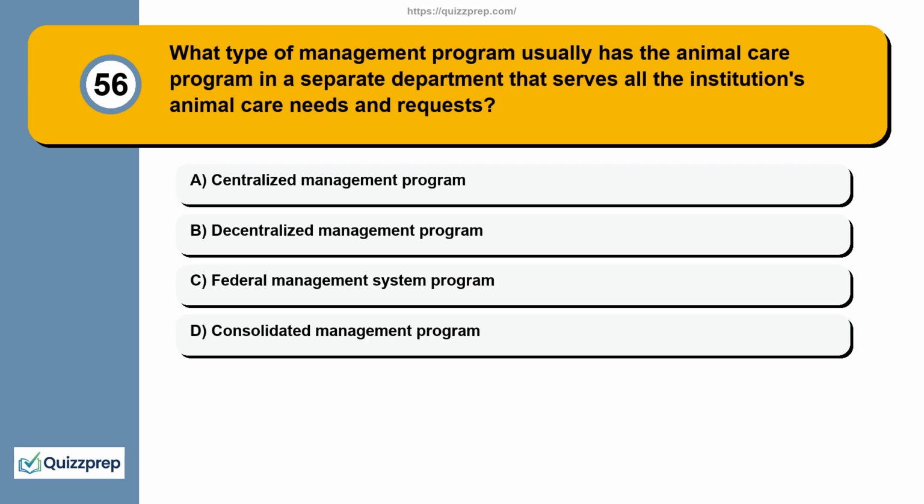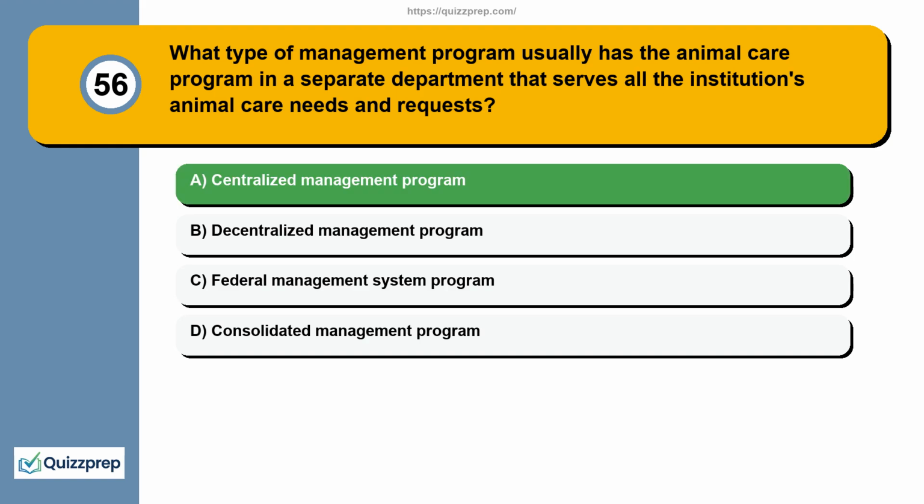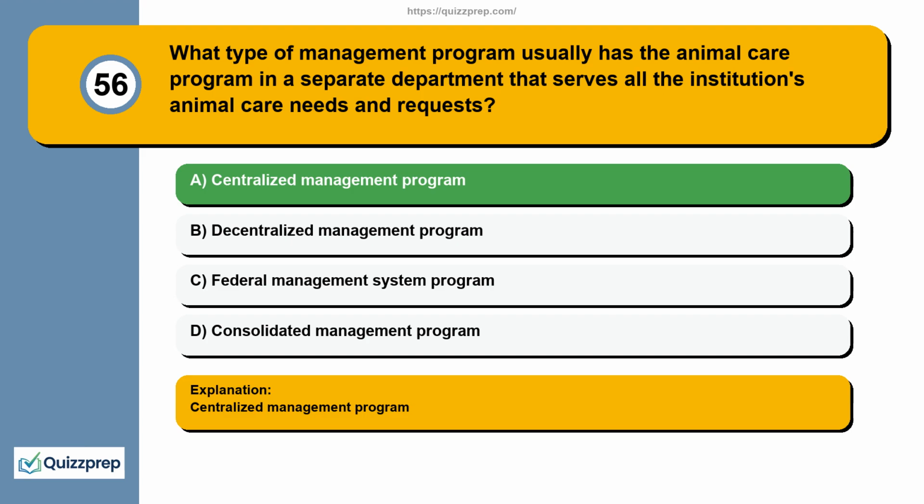Question 56. What type of management program usually has the animal care program in a separate department that serves all the institution's animal care needs and requests? Option A. Centralized management program. Option B. Decentralized management program. Option C. Federal management system program. Option D. Consolidated management program. The correct answer is option A. Centralized management program.